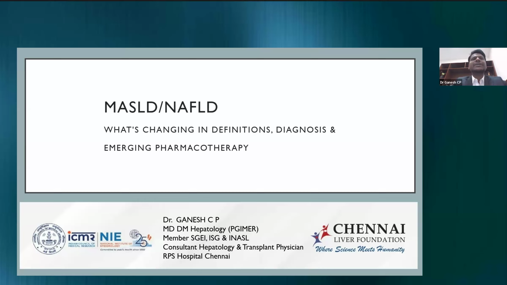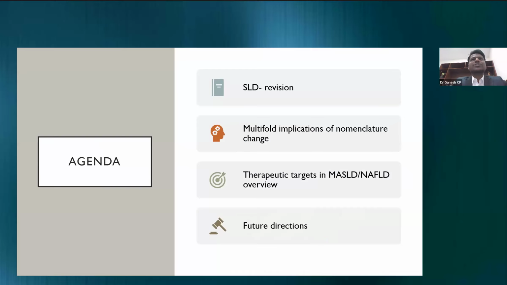And also we will be discussing briefly the emerging pharmacotherapies and the FDA approved drugs which are available. We also will be touching on how to approach this entity, how to help the community to screen for this disease and how to proceed with this. So in the agenda of this talk, we will be seeing how they revised it. Previously known as fatty liver disease, it is now known as steatotic liver disease. So how they revised it, and what is the multifold implication of this nomenclature change at the level of the community, the treating physician, and the patients. And what are the therapeutic targets right now we have in MASLD, and what will be the future direction of this disease?